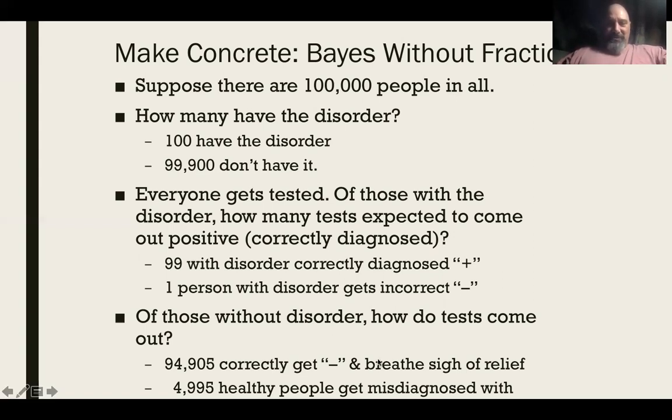So the problem was that there are so many people without the disease that just 5% works out to 4,995, whereas there's so few people with the disease that there's 99, even though most are correctly diagnosed, that 99 with positive tests among those who have the disorder compared to the 4,995 healthy people, right? So a small percentage of a large number here winds up being bigger than the high percentage of a relatively small number. It's not always the case, but it was here.